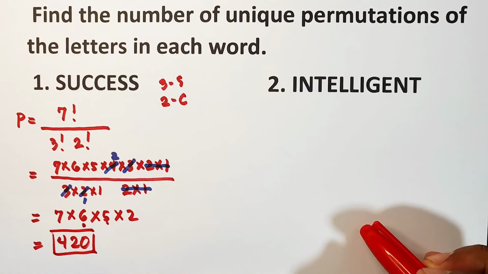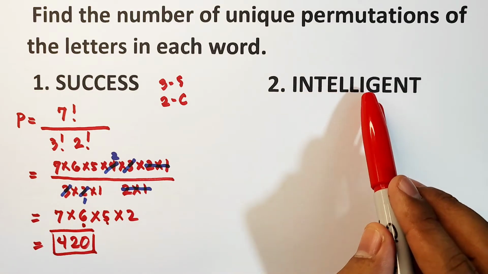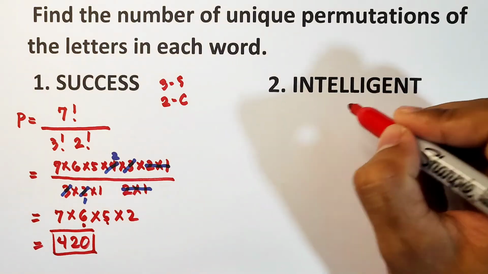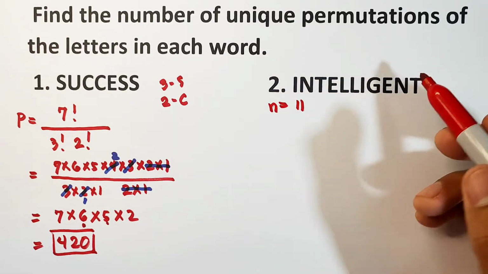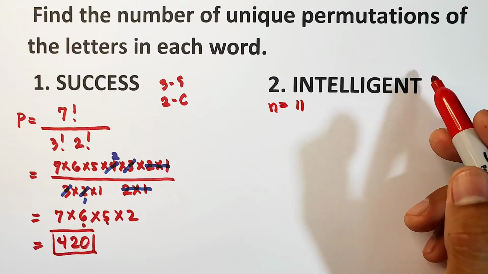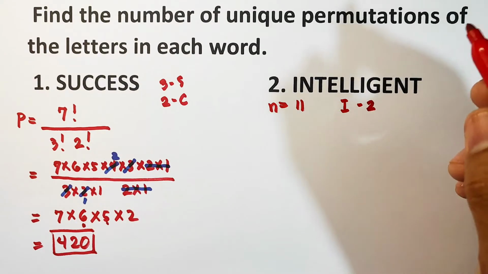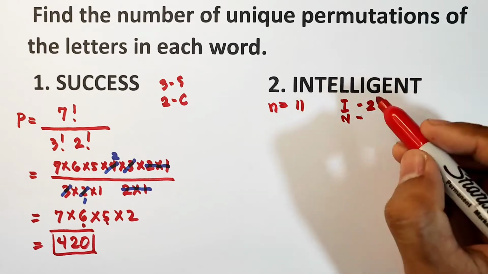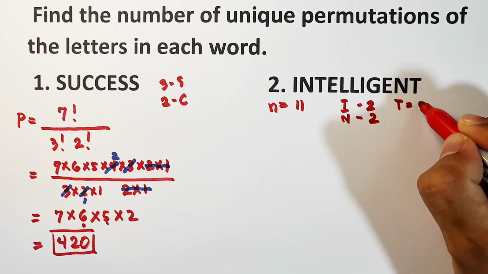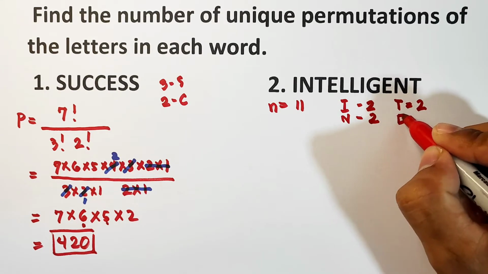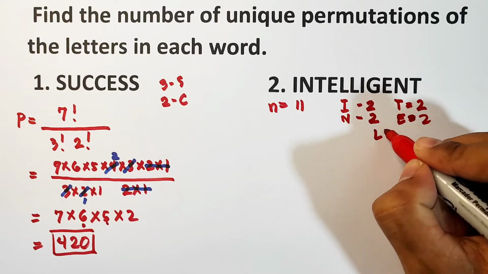Okay? Now, let us have item number 2. Count the letters of the word intelligent. So we have 1, 2, 3, 4, 5, 6, 7, 8, 9, 10, 11. So we have 11 letters. So N is equal to 11. And so we have identical letters like I. So we have 2 letter I's, and then N, we have 2 letter N's. T also has 2 letter T's. E, we have 2 also. And then letter L, we have 2.